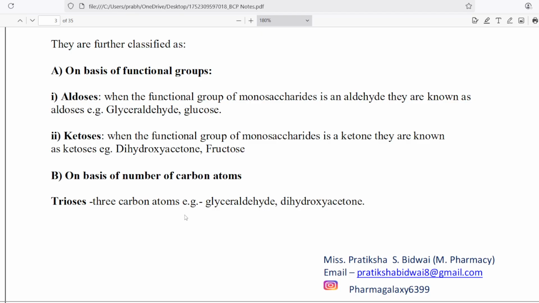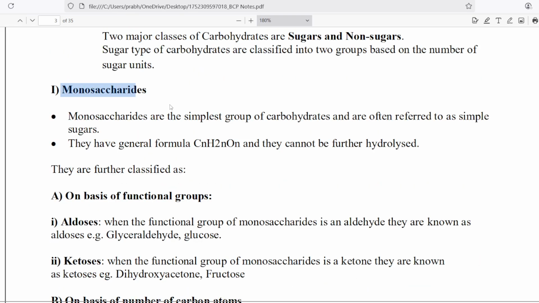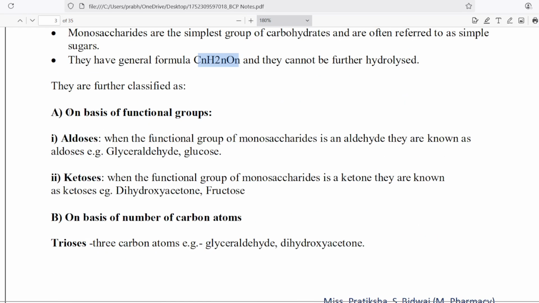So first we start with monosaccharide. Monosaccharides are the simplest group of carbohydrates and often referred to as simple sugars. They have general formula CnH2nOn and they cannot be further hydrolyzed. They are further classified into two groups. First is on the basis of functional group and second is on the basis of number of carbon atoms. In the functional group, first class is aldoses and second class is ketoses.